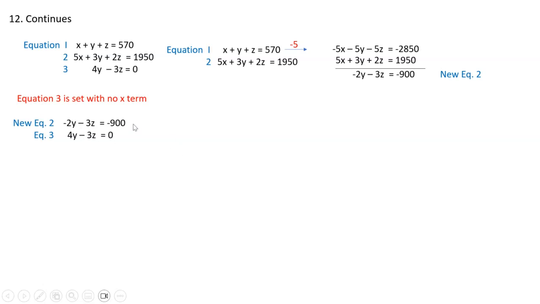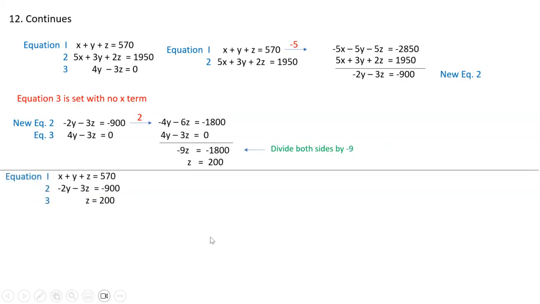Here we're going to get rid of the y's. So I'm going to multiply equation number 2 by 2. Why 2? Because 2 times -2 will give us -4, then when we add it with a 4, they'll be eliminated. So 2 times -2y will give us -4y, 2 times -3z will give us -6z, and 2 times -900 will give us -1800. So we got -9z = -1800. We divide both sides by -9, so z = 200.